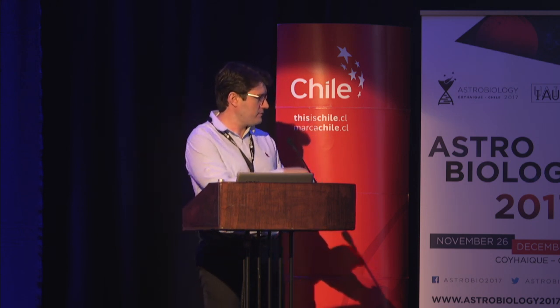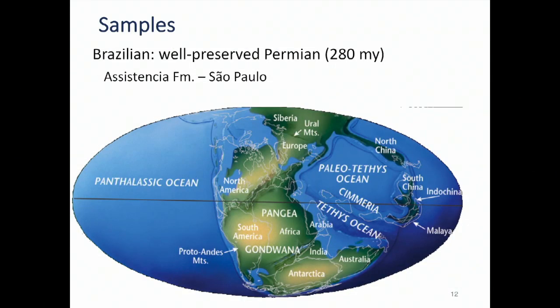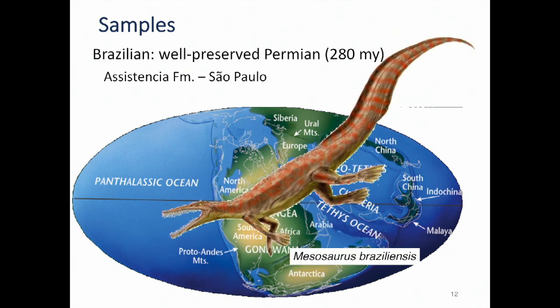And we have been studying samples from Brazil at this time. During this period in Brazil, just to give an example, it was much drier. So the world was essentially inhabited by reptiles. And this is a very famous reptile found in Brazil, Mesosaurus brasiliensis, which was one of the fossils that was used to show that Brazil separated from Africa, because we have the same species on both sides.